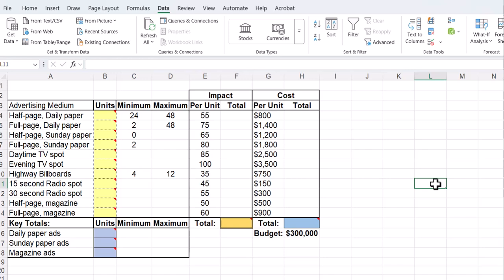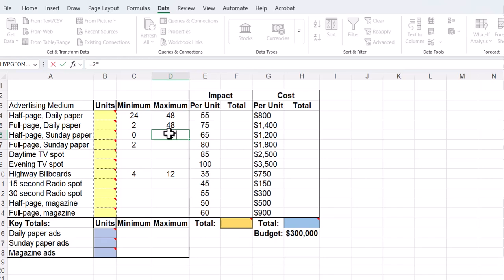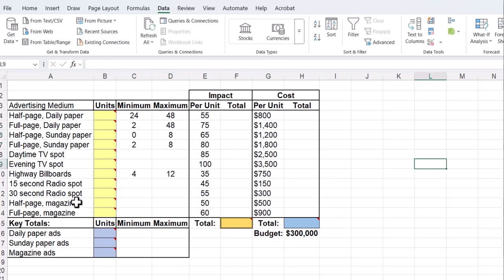And then for maximum, we have 2 papers on one Sunday, 1 day a week for 4 weeks. So our maximums here become 8. And your half-page magazine and full-page magazine will work in the same way, in that your half-page will have to be none in order to make room for full-page. So just follow your scenario along and get your minimums and maximums. Now we need 3 key totals: daily paper, Sunday paper, and magazine ads.